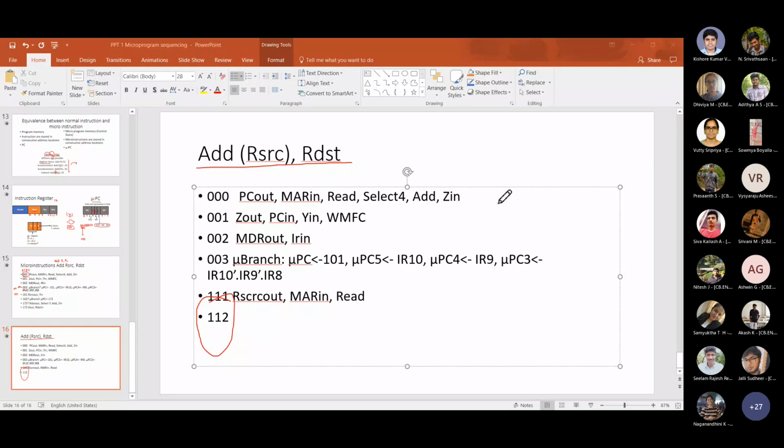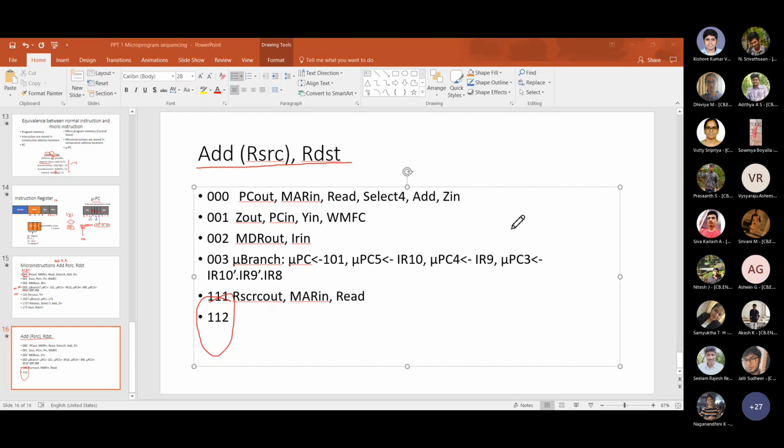That is our source out. Very good. R source out, MAR in, then read. Then at 112, we branch to 171 and then wait for memory function.